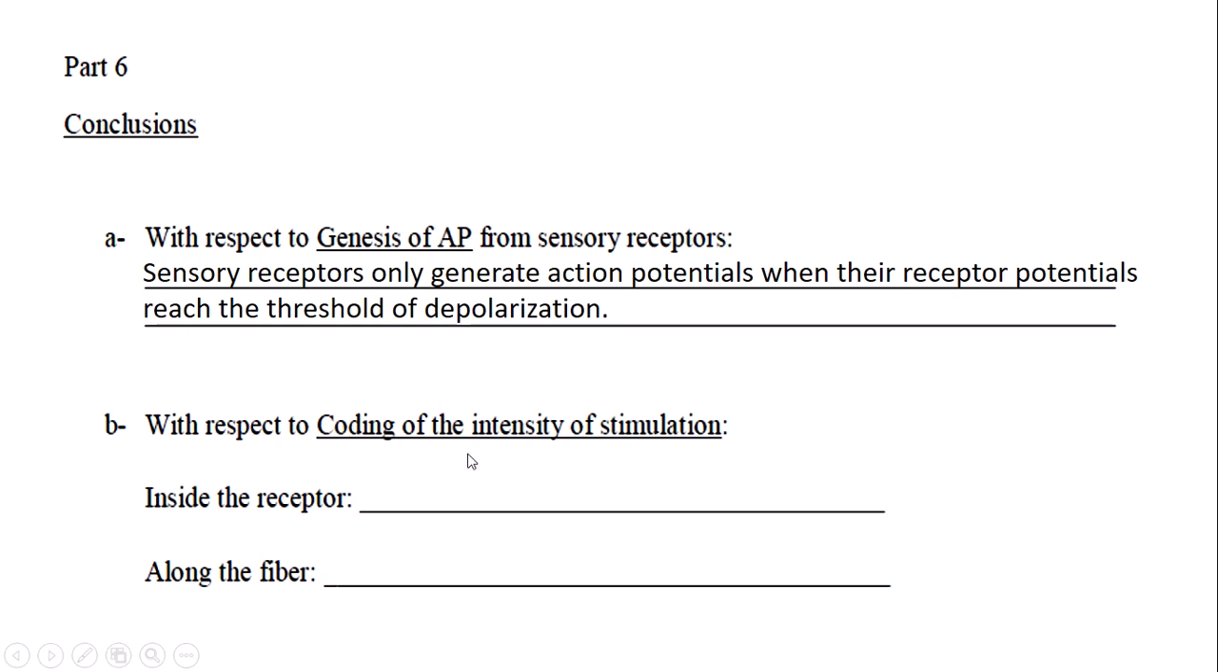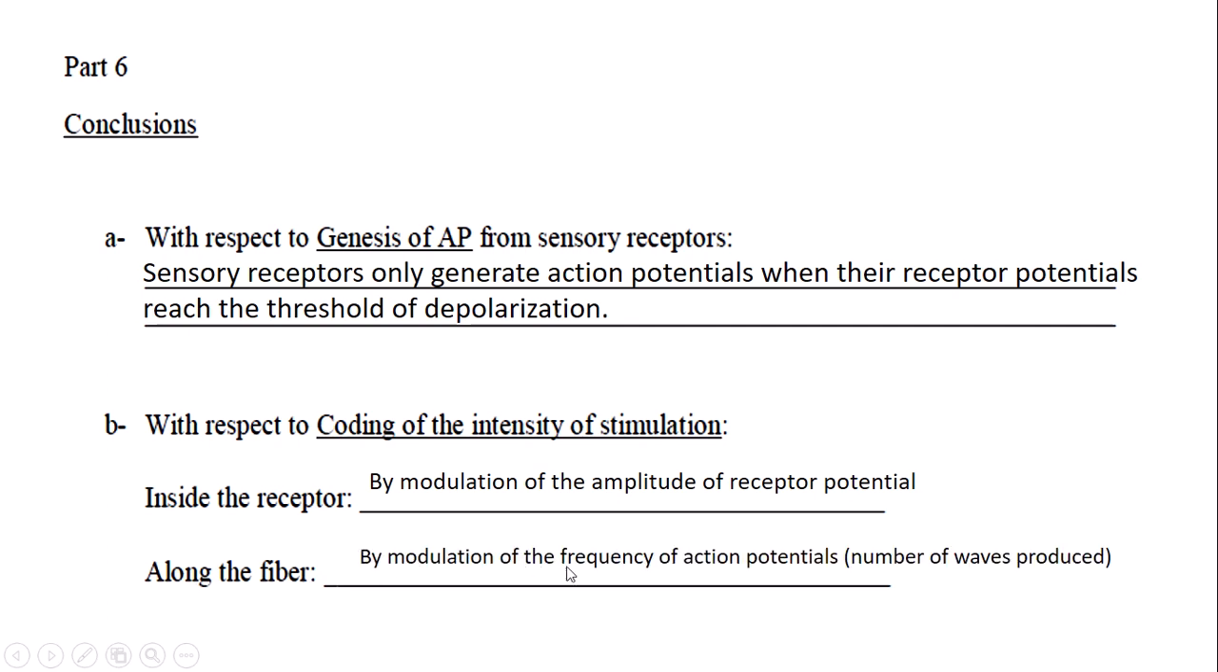With respect to the coding of the intensity of stimulation, what do we mean by coding here? When we increase the intensity of stimulation, how will the nerve structure translate this change to inform the nerve center? Well, inside the receptor, when the intensity of stimulation increases or changes, the receptor responds by modulation or changing the amplitude of its receptor potential. Whereas along the fiber, it will respond by changing or modulation of the frequency of the action potential waves or the number of waves produced.